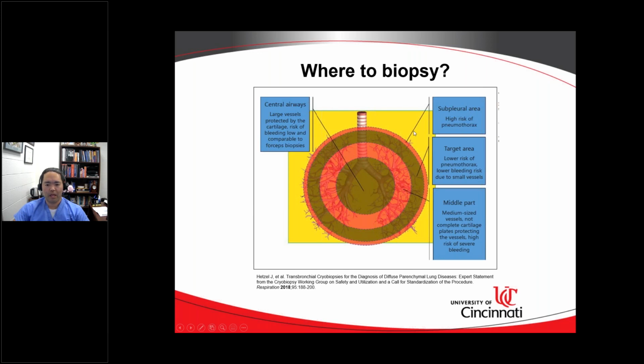If you go to the subpleural area, just because you're just beneath the pleura, you have a high risk of pneumothorax. And when you go to the middle part, which is just after the cartilage protected area of the airways, there are medium-sized vessels. So the experts postulated that if you do the biopsy too proximal to where you're supposed to be, you might have more bleeding. So the target area is a little bit more proximal than the subpleural area, but far away from the medium-sized vessel zone. For practical purposes, all experts agree on between 1 or 2 centimeters from the pleura, or until you feel resistance. And that's what we actually do here as well.